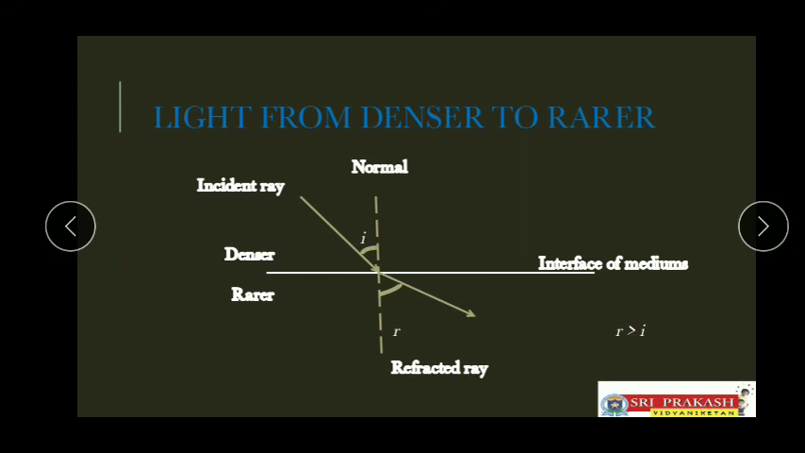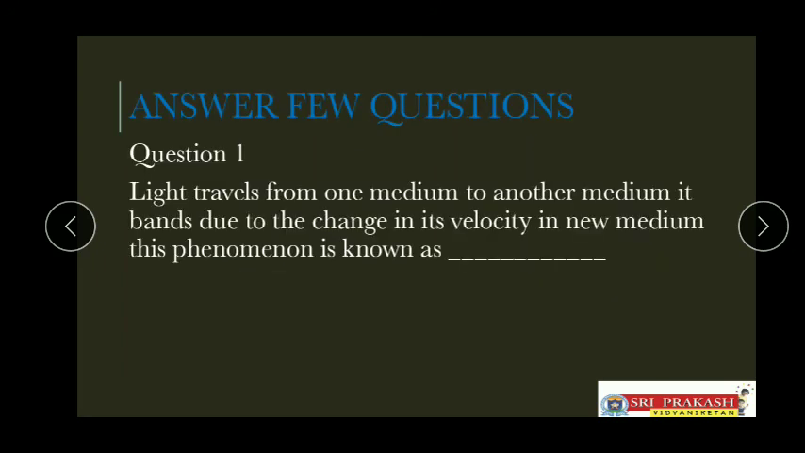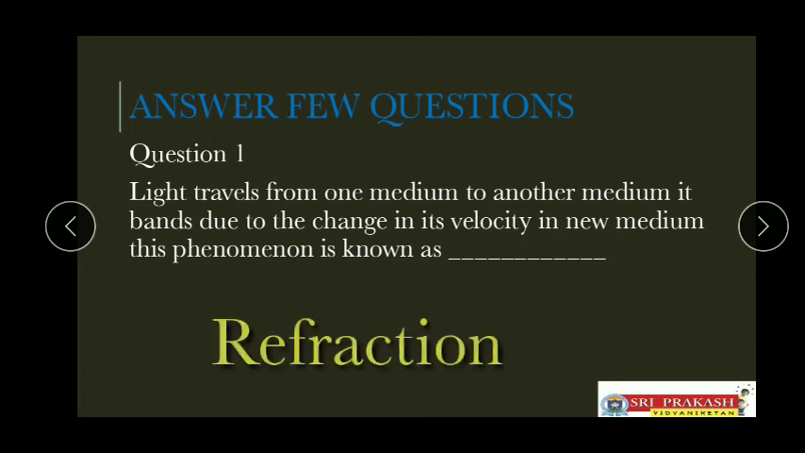So let us try to summarize this with a few questions. Question number 1. Light travels from one medium to another medium. It bends due to the change in its velocity in the new medium. This phenomenon is known as, guess what this phenomenon is called? Yes, this phenomenon is called refraction.